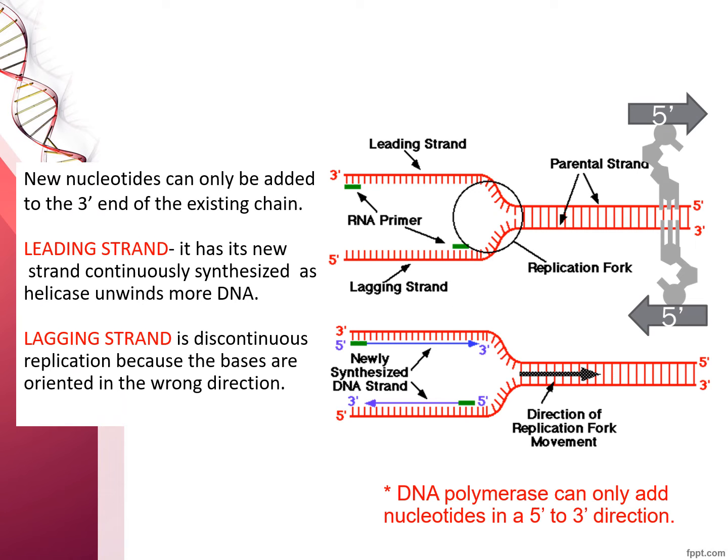The elongation phase of replication includes 2 distinct but related operations. We have the leading and the lagging strand synthesis. New nucleotides can only be added to the 3' end of the existing chain. The leading strand has its new strand continuously synthesized as helicase unwinds more DNA, while the lagging strand is discontinuous replication because the bases are oriented in the wrong direction. The DNA polymerase can only add nucleotides in a 5' to 3' direction.